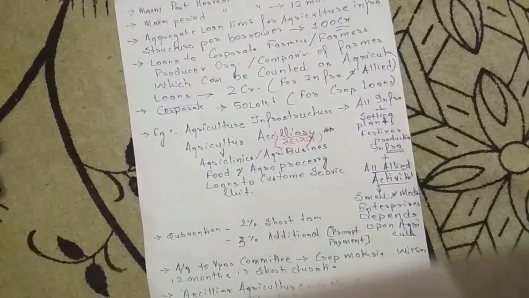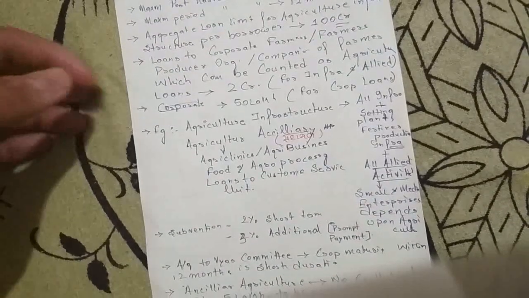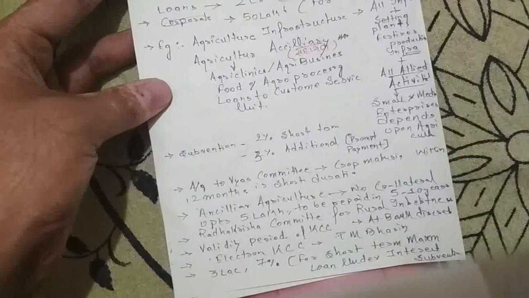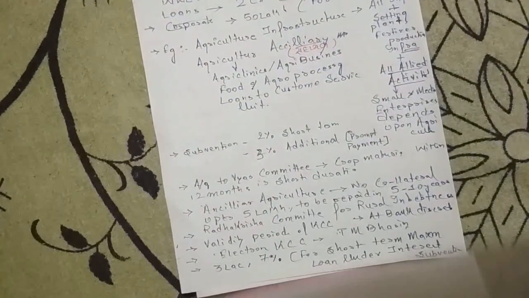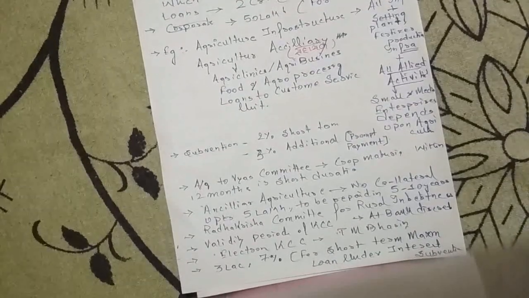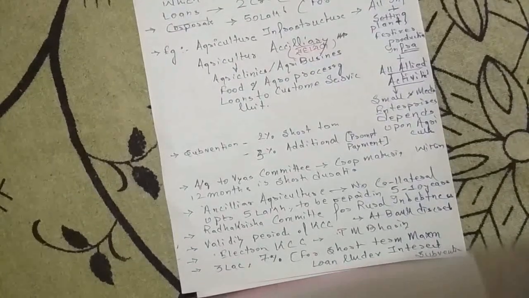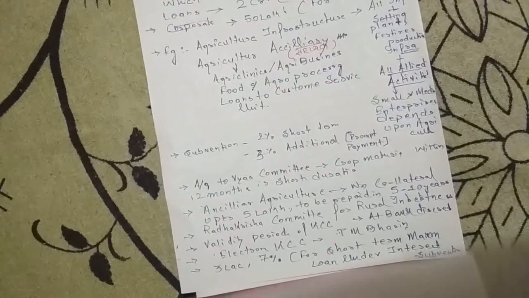Now the subvention, I already told you, is 2% for the short term and 3% additional if prompt payment is done by the customers. According to the Vyas committee, a crop maturing within 12 months is a short duration crop, and a crop maturing after 12 months is a long duration crop.